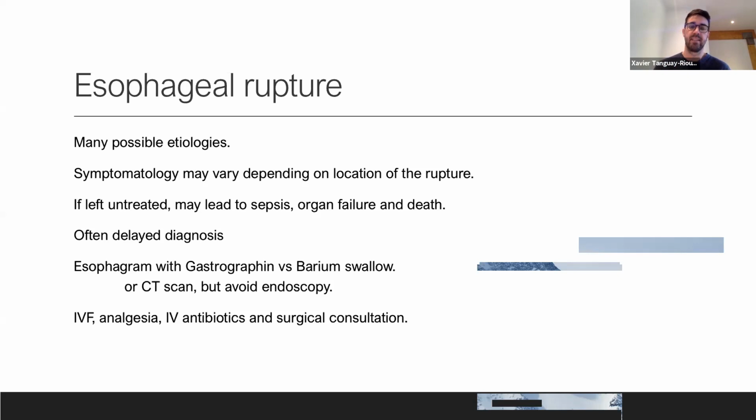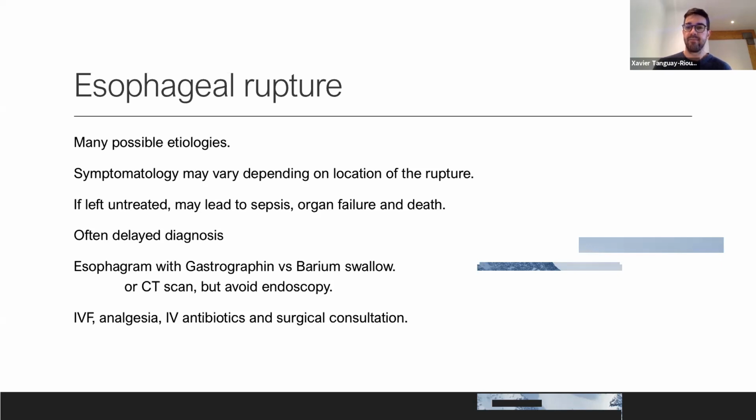You diagnose it with an esophagram. You should be starting with gastrografin because it causes less inflammation if it gets out of the esophagus. But if you don't see anything on your gastrografin, you should be going with a barium swallow after because it's way more sensitive. But this would be, I think, more in the context that you don't have access to a CT scan.